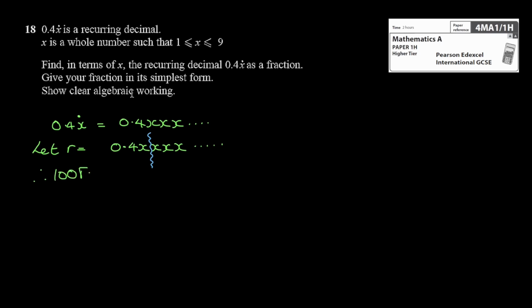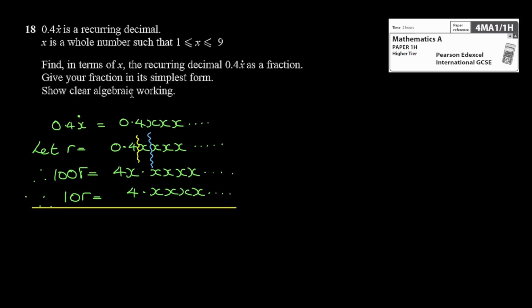So therefore I can say 100r is equal to, hop-de-hop, 4x.xxxx, and on it goes. Now I want all the tail on the right-hand side. So I need to multiply this number by 10. So therefore 10r is equal to 4.xxxx, and on that goes.